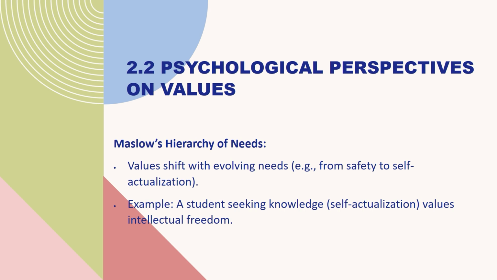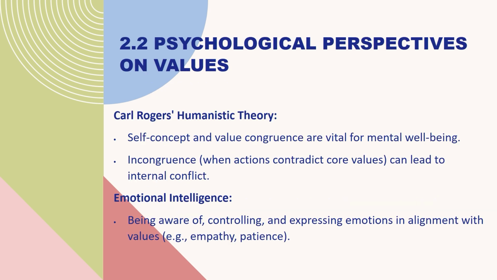Psychological perspective of the values. We discuss Maslow's hierarchy of needs. Values shift with evolving needs from safety to self-actualization. That starts with biological needs and then safety up to self-actualization. Example, a student seeking knowledge for self-actualization values intellectual freedom.